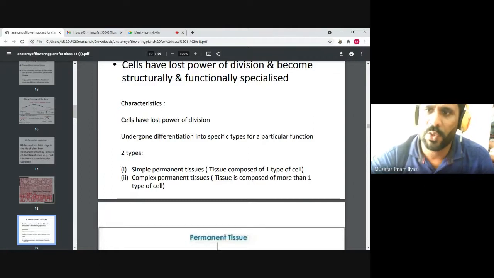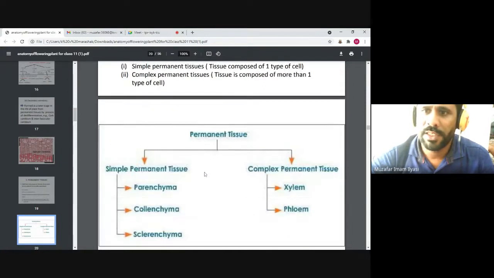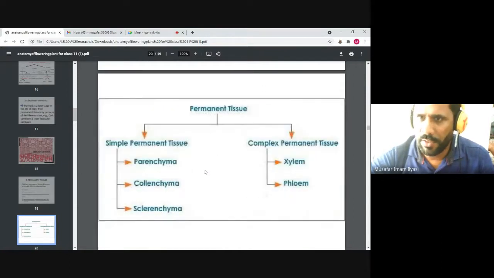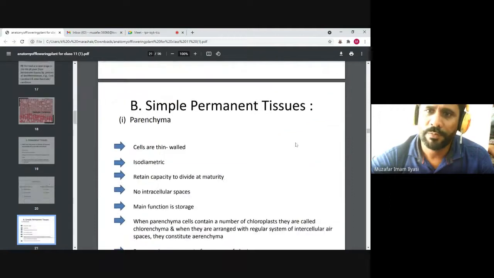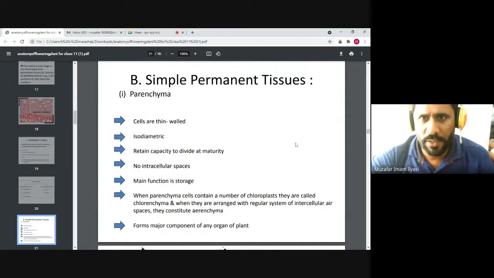Complex permanent tissue is composed of more than one type of cell. See here the classification. Permanent tissue may be classified into two heads, simple permanent tissue and complex permanent tissue. Simple permanent tissue is subdivided into parenchyma, collenchyma, and sclerenchyma. On the other hand, complex permanent tissue is subdivided into xylem and phloem. Now the discussion comes to simple permanent tissues first.